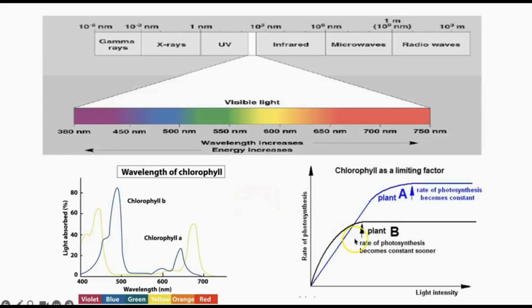And the rate of photosynthesis increases if a plant has both chlorophyll A and B. So if a plant has chlorophyll A, the rate of photosynthesis becomes constant soon. So it attains the optimum very soon when compared to chlorophyll B. Okay, because it absorbs more light, the rate of photosynthesis also increases.